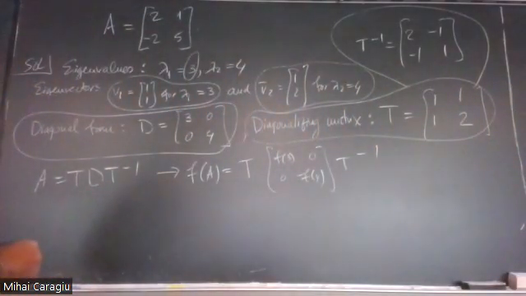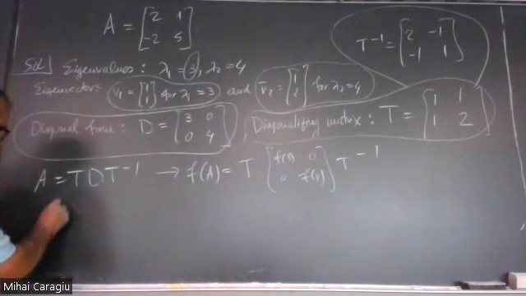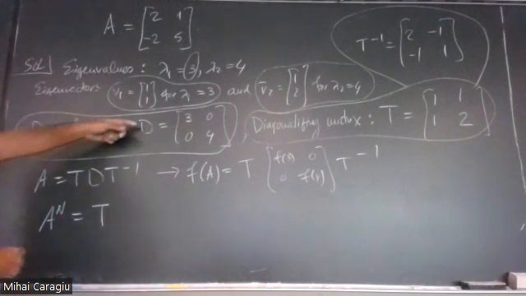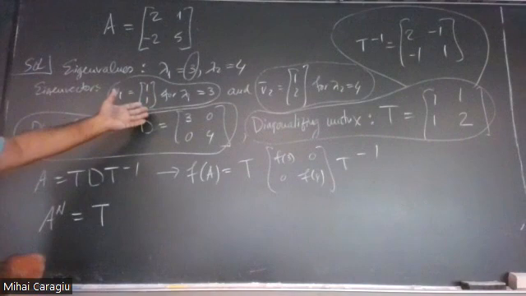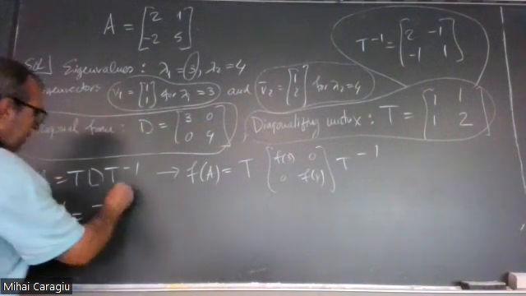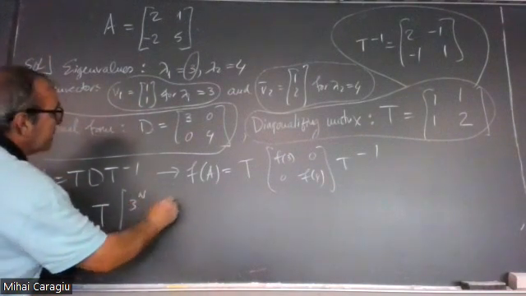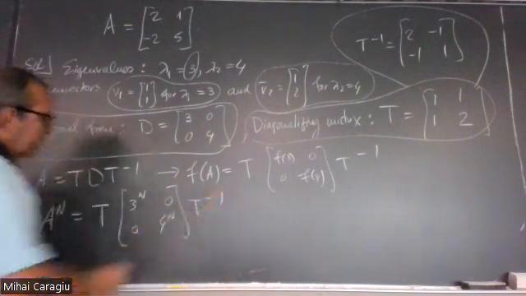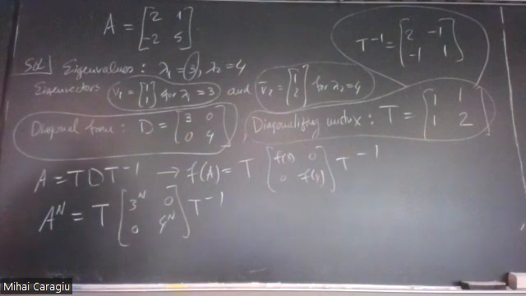Okay, so now we need A to the power n. In particular, A to the power n will be T times D to the power n. The nth power of D is easy to calculate. So T times the matrix with 3 to the power n, 0, 0, 4 to the power n, times T inverse. That's A to the power n.